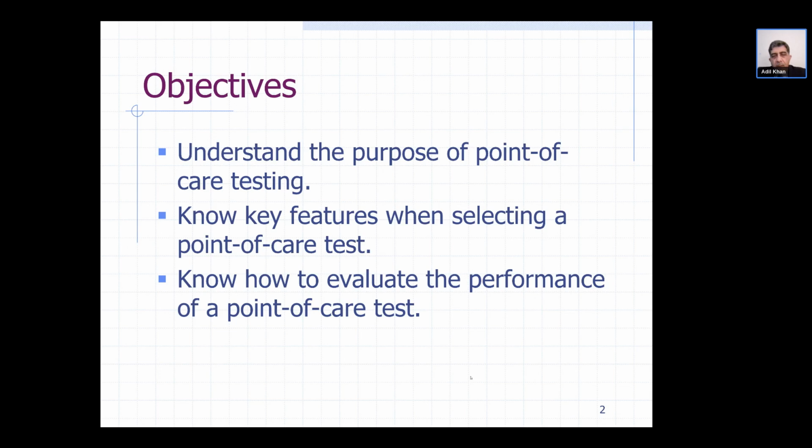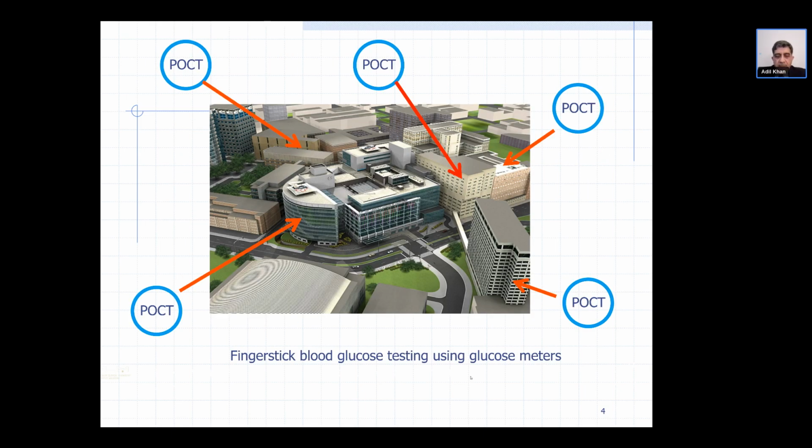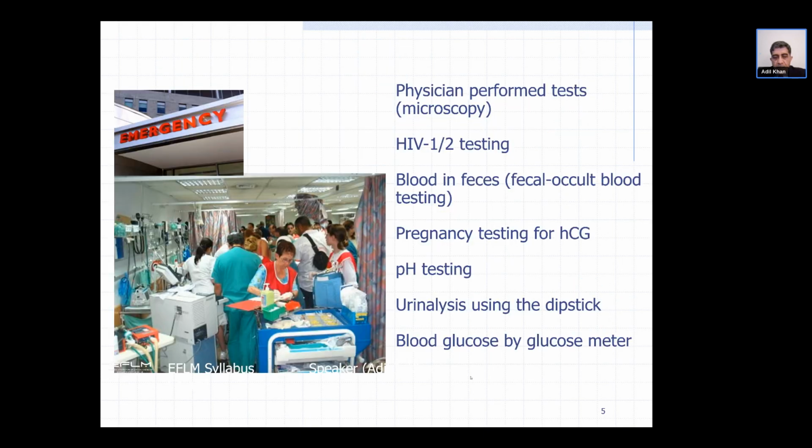First of all, let's start with the definition. Point-of-care testing is laboratory testing performed near the patient that generates a rapid result that enables timely clinical action for patient care. So it's testing of patient samples outside the confines of the clinical laboratory. In a hospital, it can be on a lot of the inpatient floors, it can be in outpatient clinics. It's often performed in the emergency department where they need to get an idea of what could be wrong with the patient.